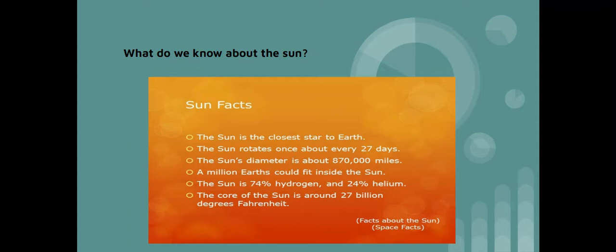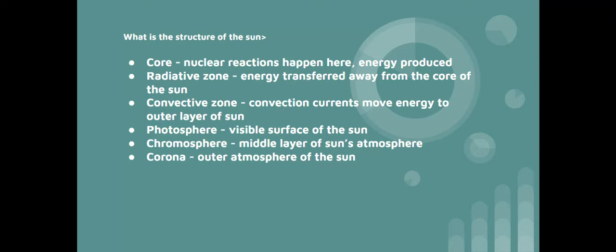The sun is 74% hydrogen, 24% helium. So that adds up to 98% of the sun being hydrogen and helium, and it's almost all the mass in the solar system. So the majority of the mass in the solar system is hydrogen and helium atoms, which are very simple atoms. The core of the sun is around 27 billion degrees Fahrenheit. That's hot. What is the structure of the sun?